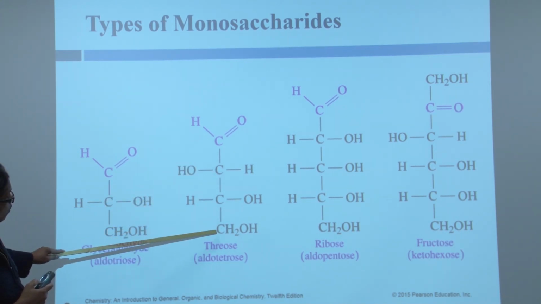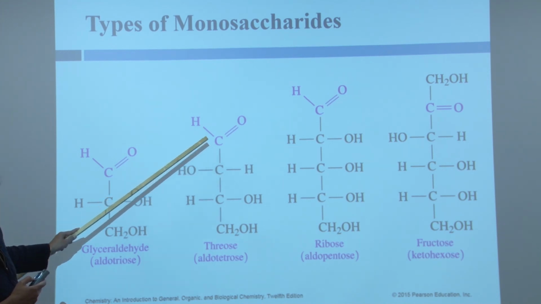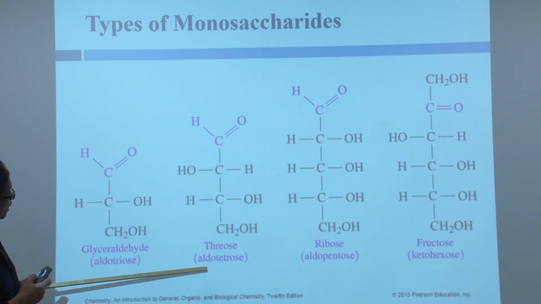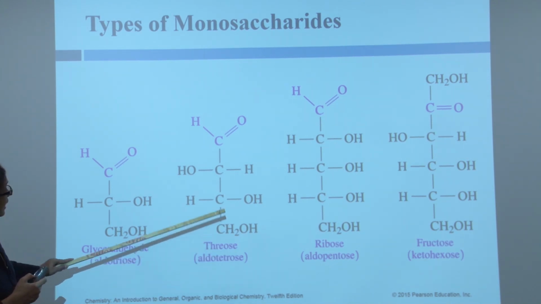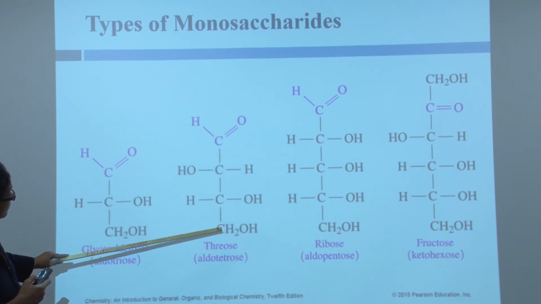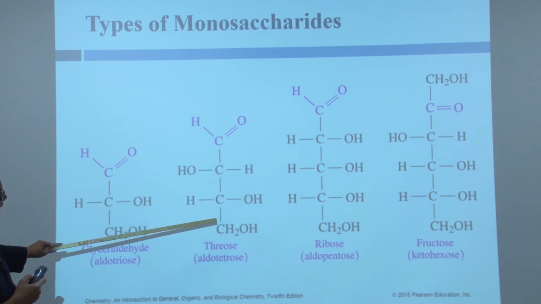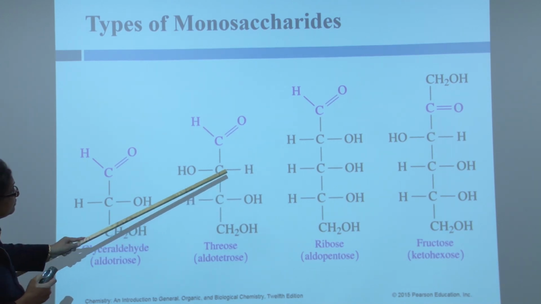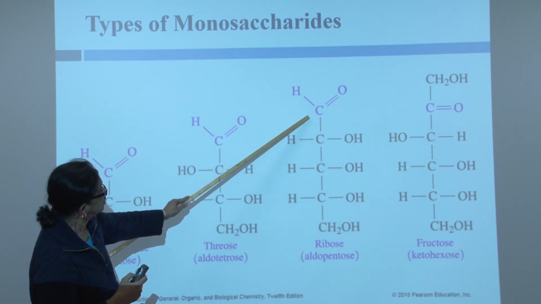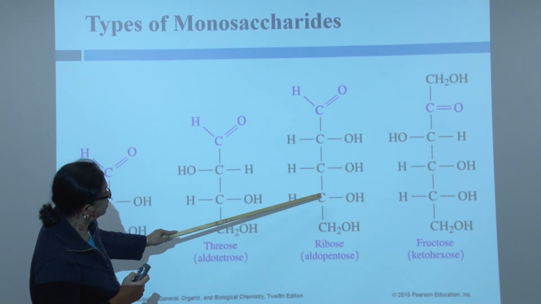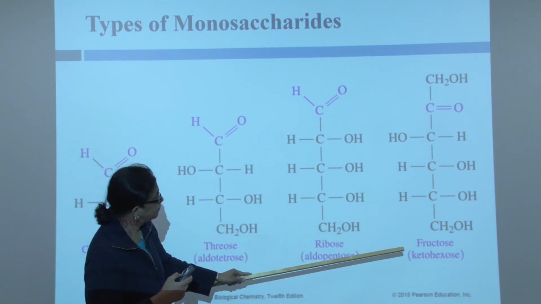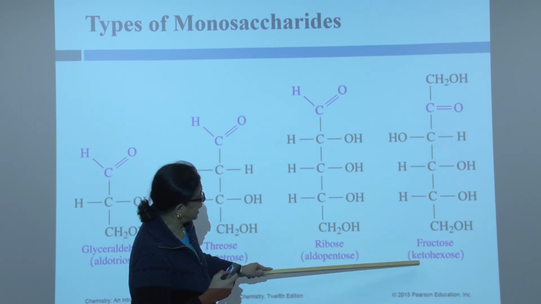Now I'm coming here. Aldo, 1, 2, 3, 4, tetrose. We see an aldehyde group, we see 4 carbons: aldotetrose. This is the carbonyl group connected to a hydrogen, an aldehyde, and the rest of the carbons have a hydroxyl group each. So this is aldo, aldo, pent, 1, 2, 3, 4, 5, OSE, carbohydrate.